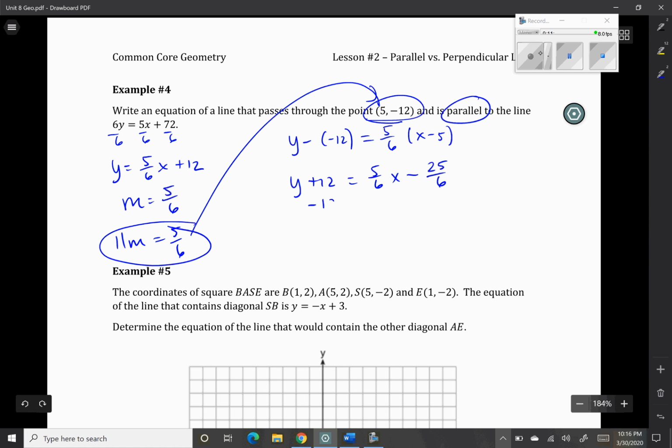You then can subtract 12 to the other side, again, doing all of this in your calculator, and we would get 5 over 6x minus, if you do 25 over 6 minus 12, you're going to get another nasty decimal. Just hit math, enter, enter, and you will get 47 over 6. There's your equation of a line.